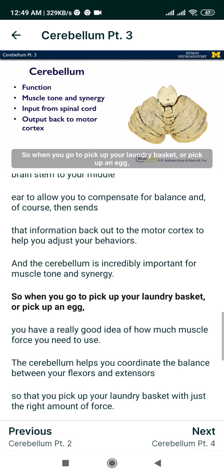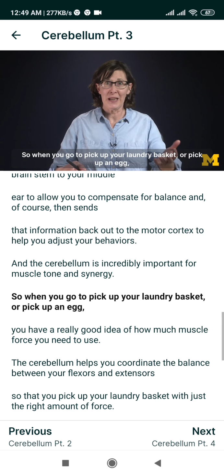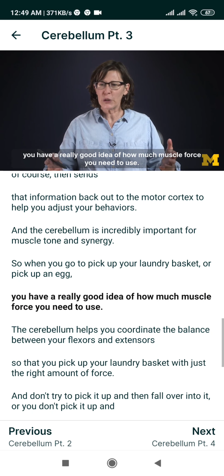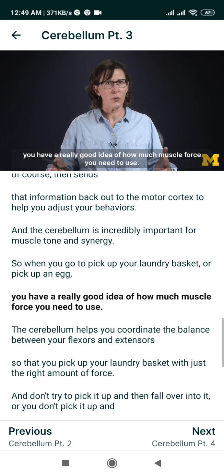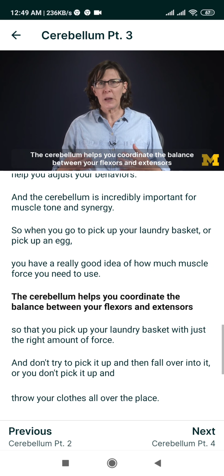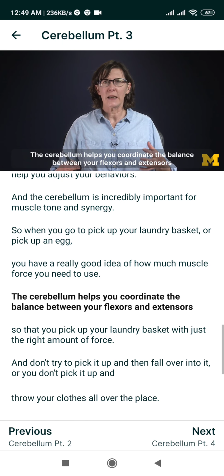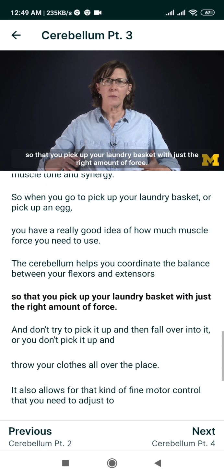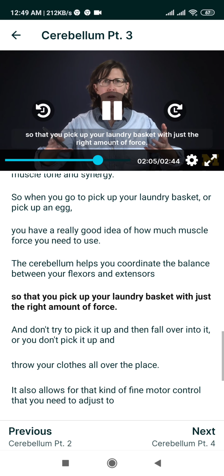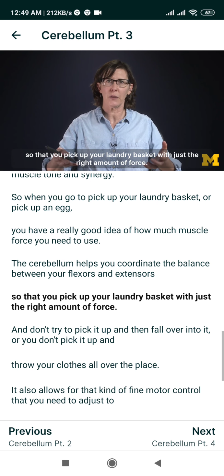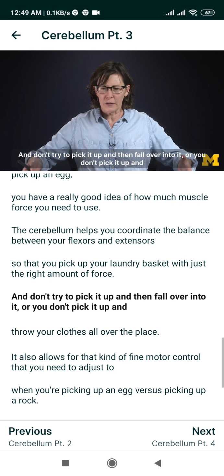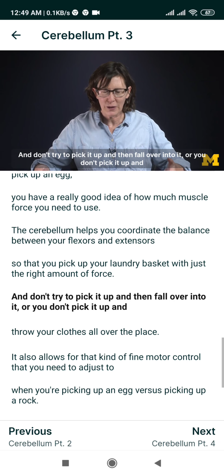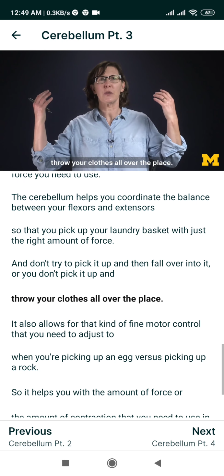So when you go to pick up your laundry basket or pick up an egg, you have a really good idea of how much muscle force you need to use. The cerebellum helps you coordinate the balance between your flexors and extensors so that you pick up your laundry basket with just the right amount of force, and don't try to pick it up and then fall over into it, or you don't pick it up and throw your clothes all over the place.